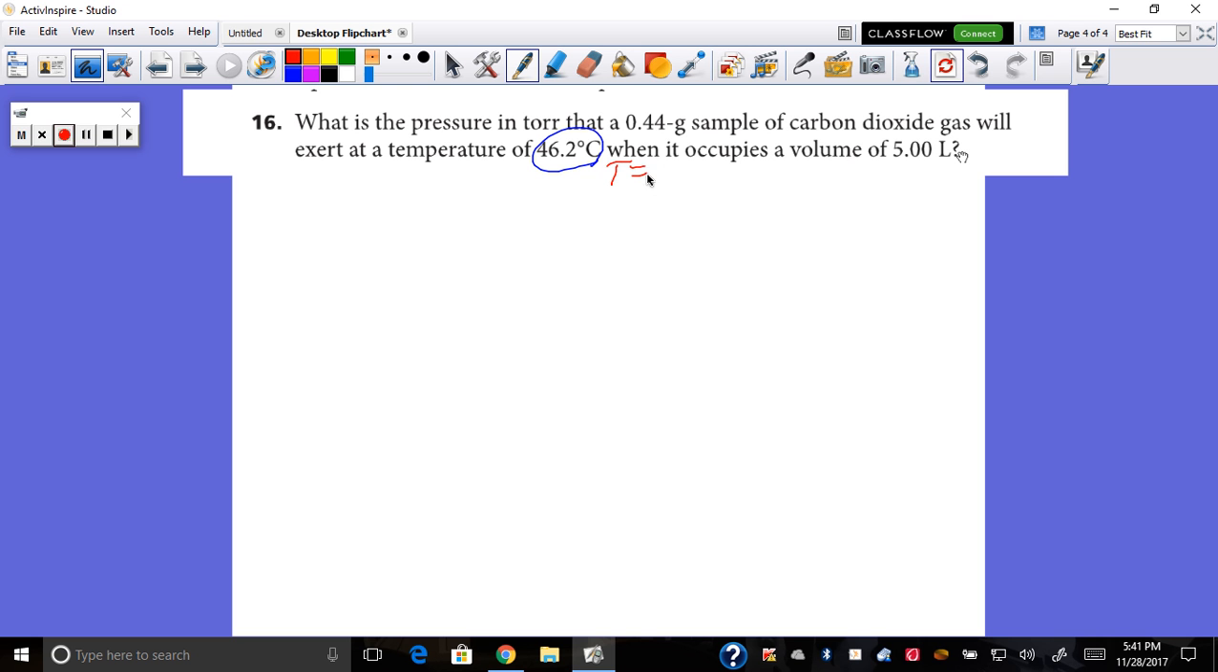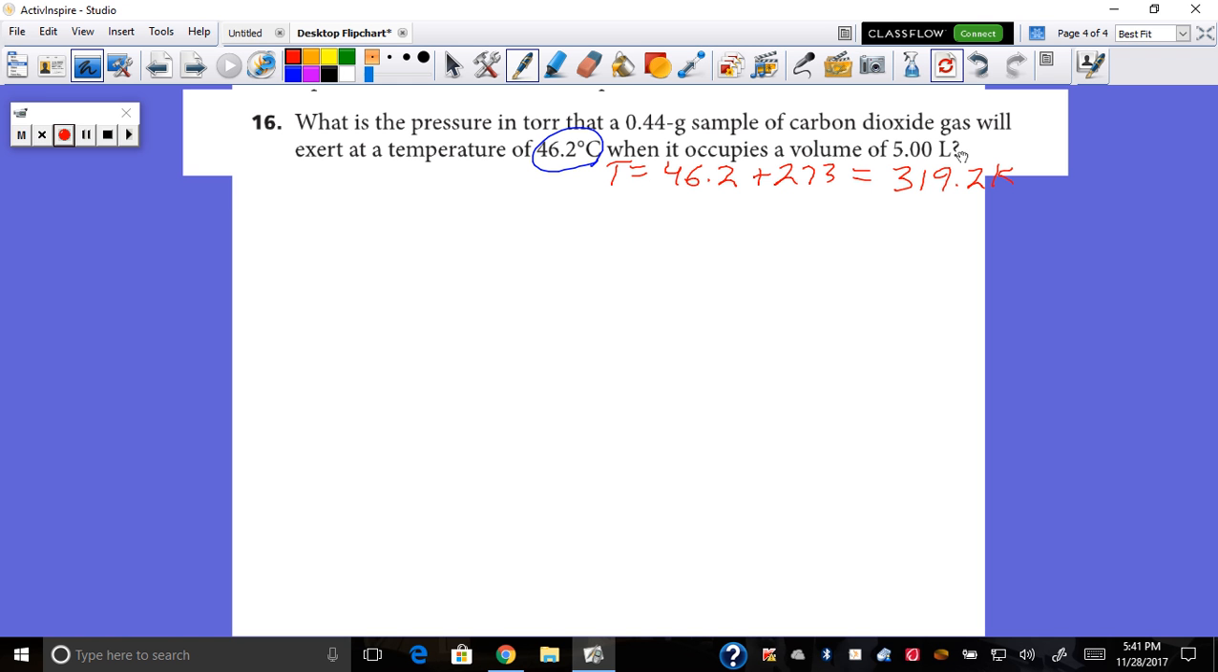So temperature equals 46.2 plus 273. Okay, that's how we convert things to kelvins. And 46.2 plus 273 is 319.2 kelvins. Okay, so we're going to use kelvins.